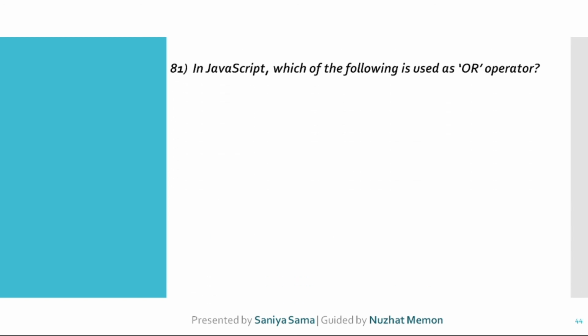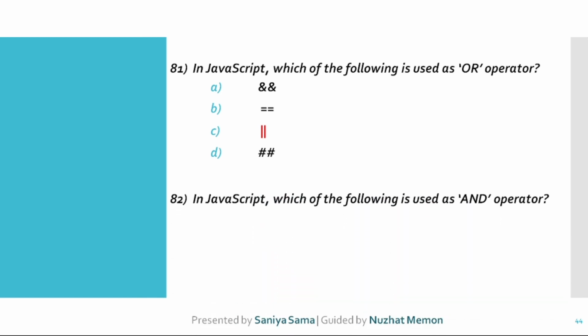81. In JavaScript, which of the following is used as OR operator? Option A double ampersand sign, option B double equal to sign, option C double single line, option D double hash. The answer is double single line. 82. In JavaScript, which of the following is used as AND operator? Option A double ampersand sign, option B double equal to sign, option C double single line, option D double hash. The answer is double ampersand sign.